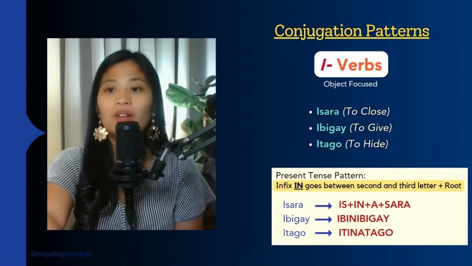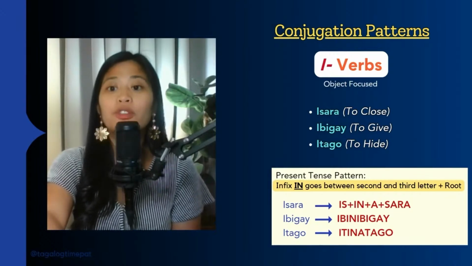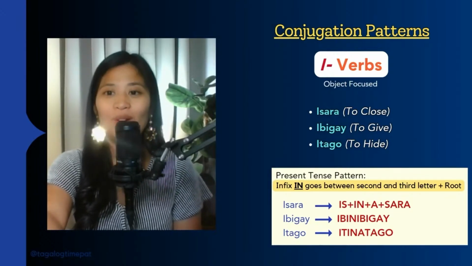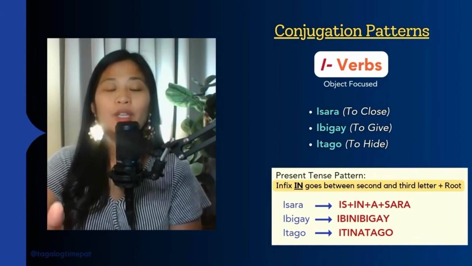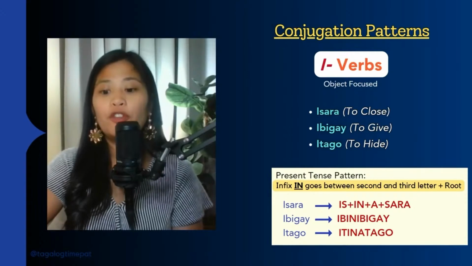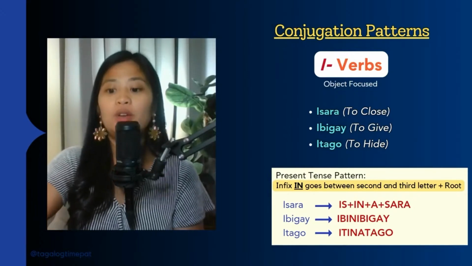All right, so those are the conjugation patterns for the 5 different types of verbs in Tagalog. As you can see, there are some similarities among the patterns. You just kind of have to figure out what type of verb it is and then go from there.